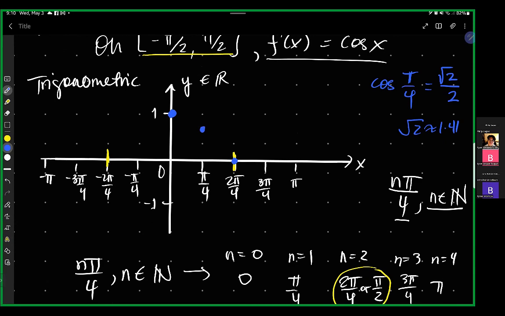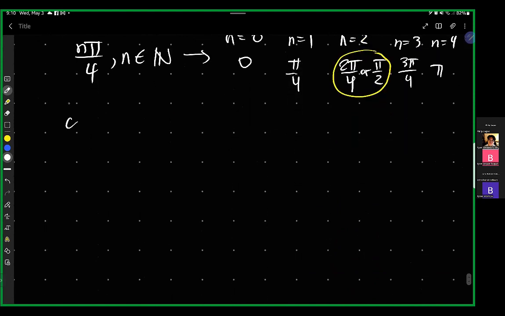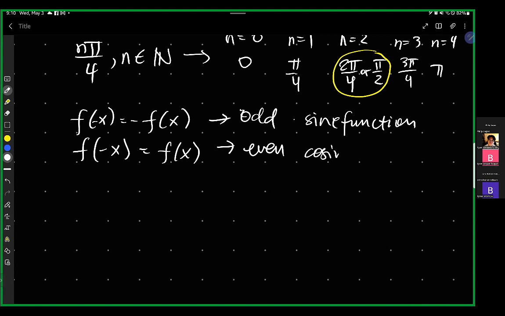And then for the left side, remember, as I've told you long ago, there are functions that we consider as an odd function and an even function. So among the trigonometric functions, an odd trigonometric function is the sine function. And then we have the cosine function as an even function. Okay? Why is that?